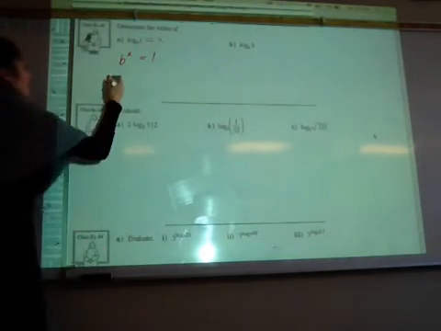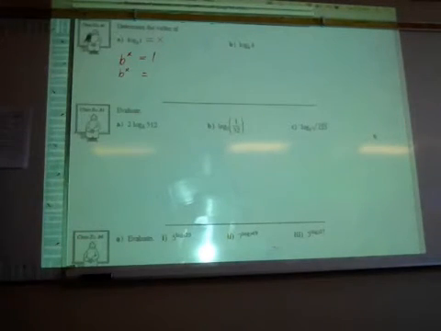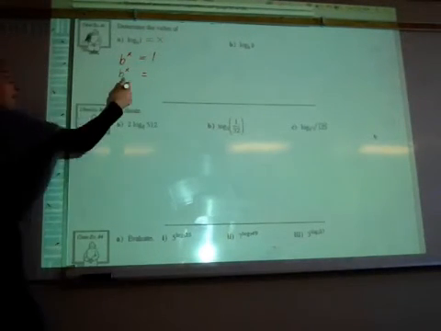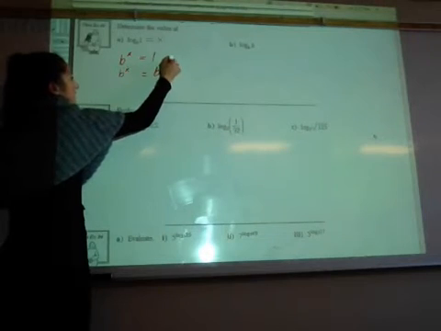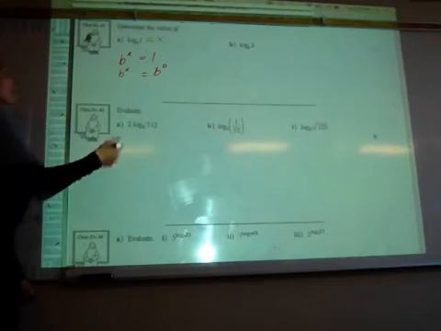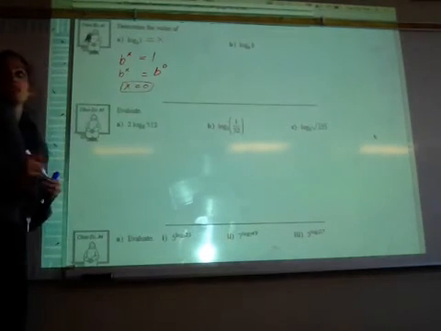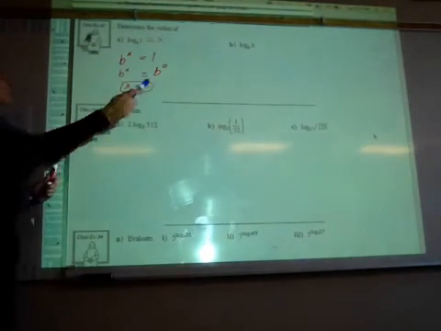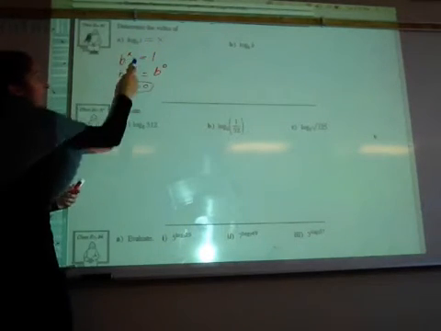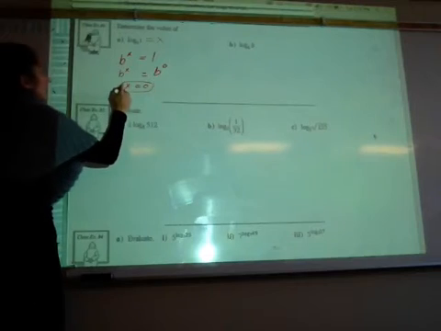Which means b to the power of x has to stay. And we have to change 1 to a common base of b. b to the power of what? 0 equals 1. Good. Okay, and then we know x equals 0. So what can we conclude? No matter what the base is, if your argument is 1, what will it be? 0. Good.